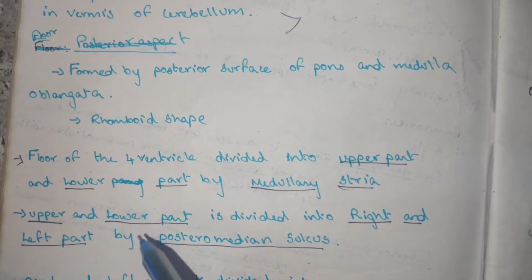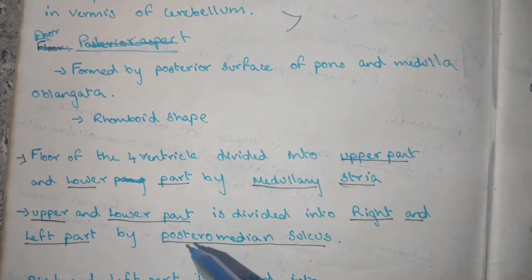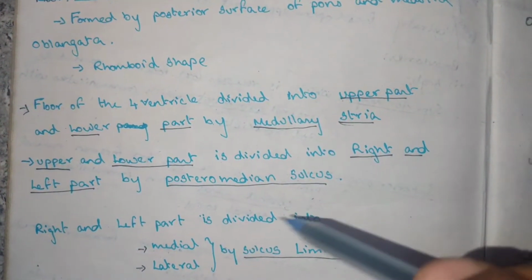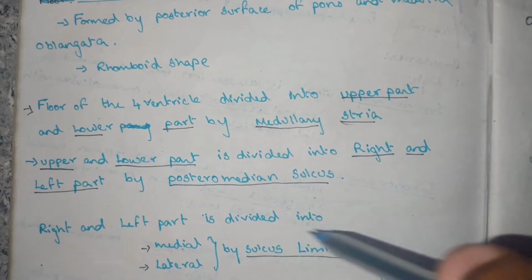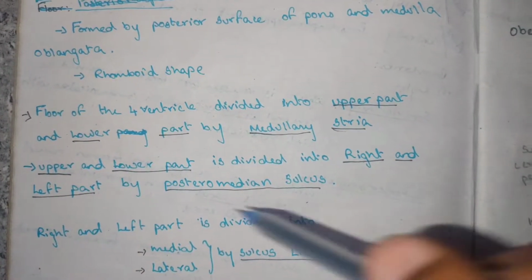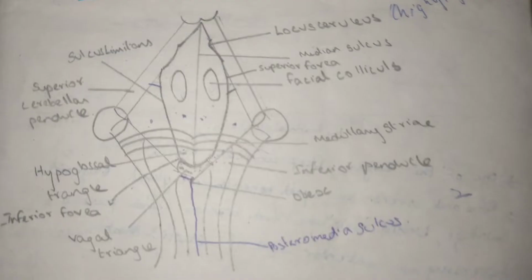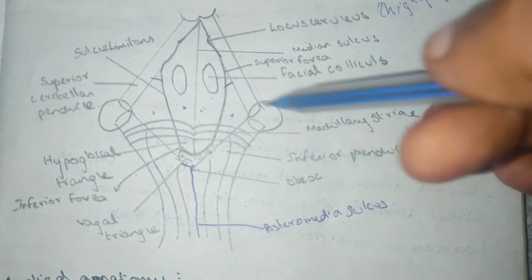Then the upper part and the lower part is divided into right and left by the posterior median sulcus. This right and left part is divided into medial and lateral by the sulcus limitans. It is a little bit confusing, right? You will now see in the image clearly.